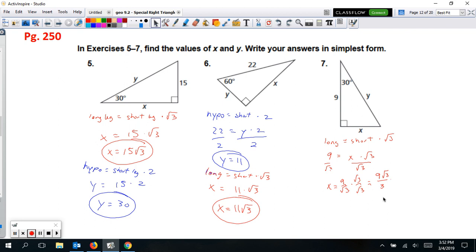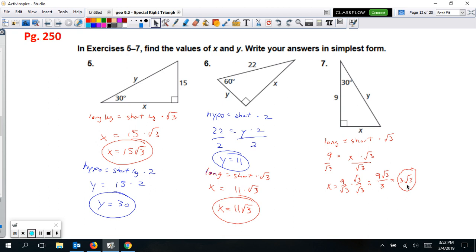And we can reduce this 9 and that 3, the ones that are outside the radical. So 3 goes into 9 3 times. So that's just going to be 3 square root of 3 then as an answer for x. So our short leg would be 3 square root of 3.